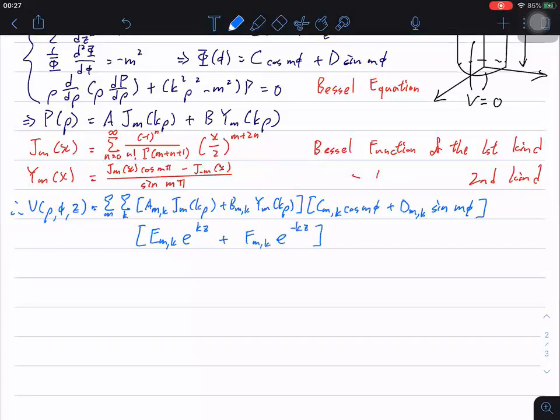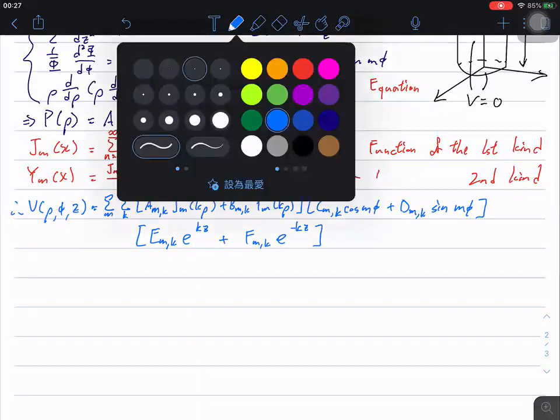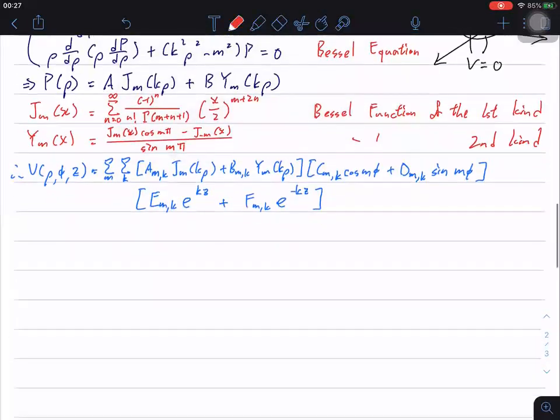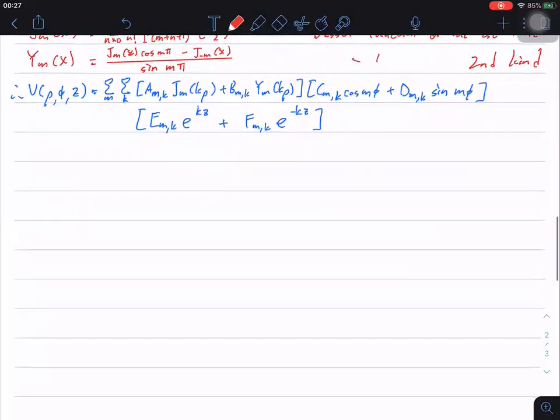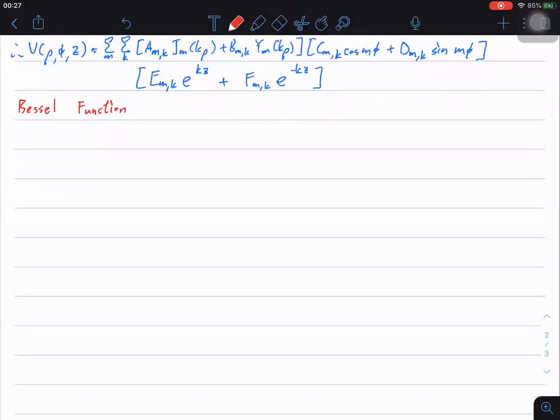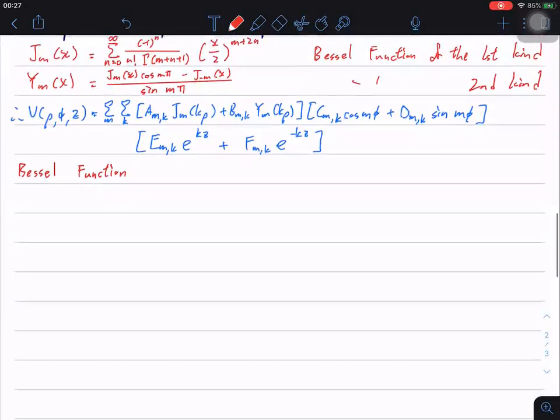Okay, so this is the full form. And before I plug in the boundary condition, I would like to introduce more about Bessel function, because you have to use the following properties in order to obtain the solutions. So, okay, Bessel function. For all the properties of the Bessel function, I think it is out of the syllabus, so I will just go through it very quickly without deriving anything.